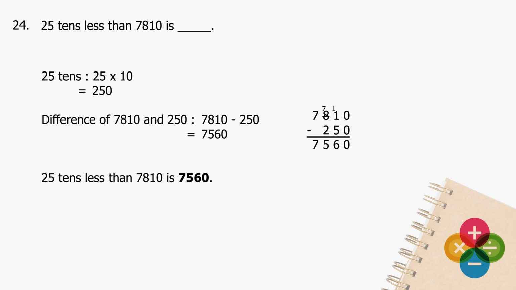The difference of 7,810 and 250 will be: subtract 250 from 7,810, and the difference is 7,560. 25 tens less than 7,810 is 7,560.